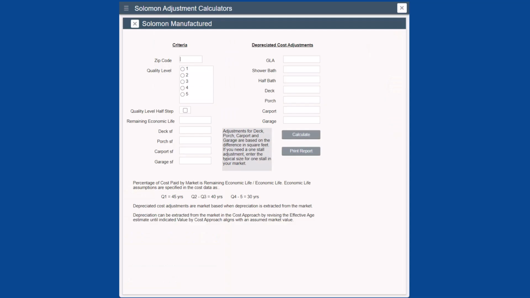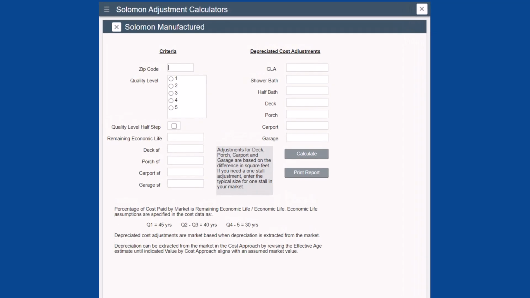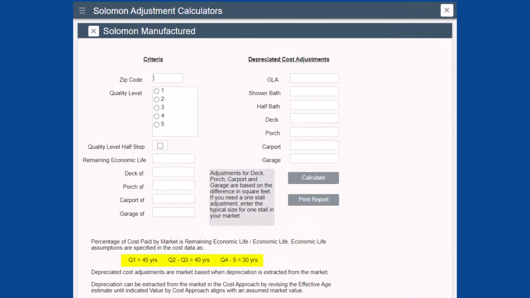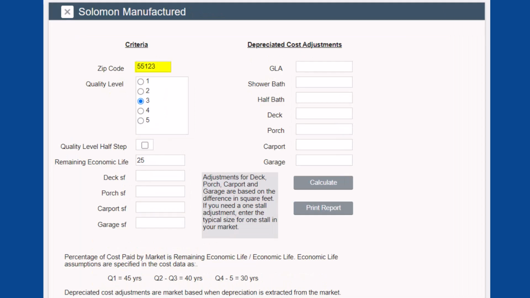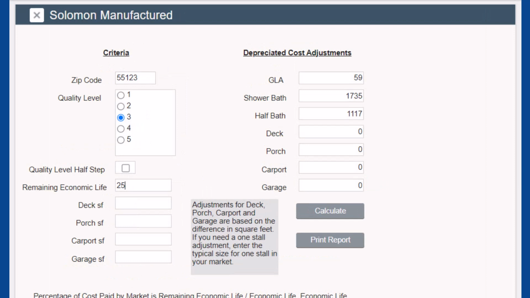Solomon Manufactured is designed to provide depreciated cost adjustments for manufactured housing. Quality ratings differ from the UAD system. Refer to illustrations in the user manual. Enter zip code, enter quality rating, click the quality level half-step box for a quality between 2 ratings. Enter remaining economic life. Click calculate and adjustments for GLA and baths appear top right. For deck, porch, carport, and garage adjustments, enter the square footage of each feature lower left.